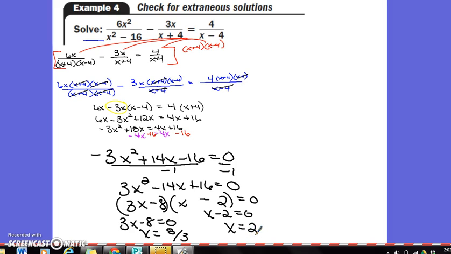Look up here. If we plug them in, will they make the denominator 0? Well, the only things that are going to make my denominator 0 are -4 or +4. That's neither 8/3 nor 2, so we're good.